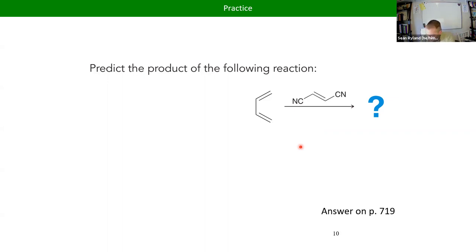Well, if we have to start, I'm going to draw the diene as being larger and, oops, how did I do that?